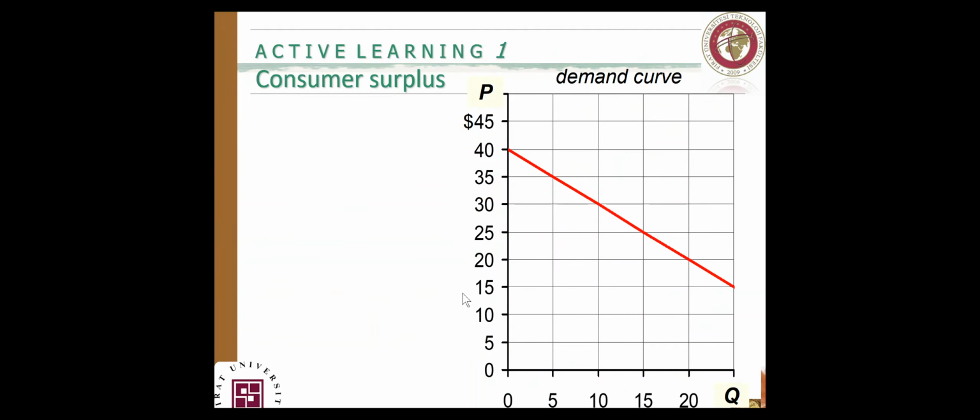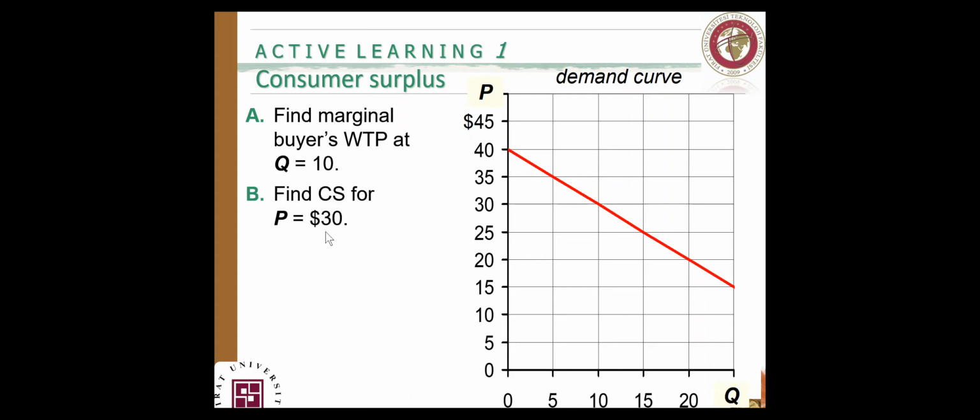Okay, so let's take another example. Now look at this practical task. Now we have a demand for whatever it is. It doesn't matter what it is, and if this one is multiplied by 1,000, you think about shoes, shirts, any product. So we have the demand curve, and in that case, what do we have? Find marginal buyers' willingness to pay at quantity 10.